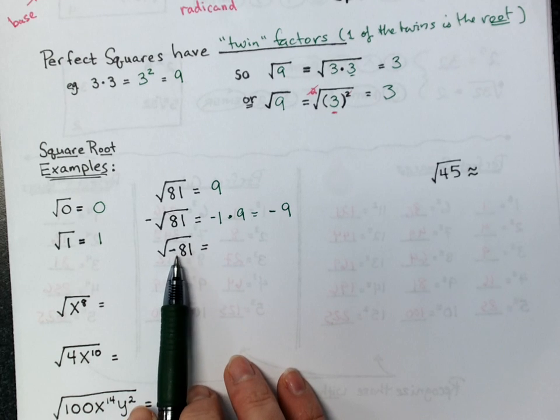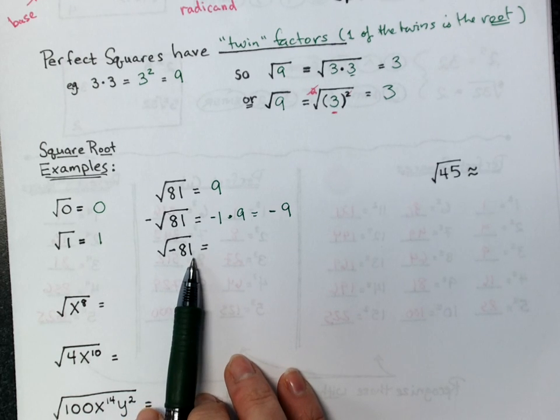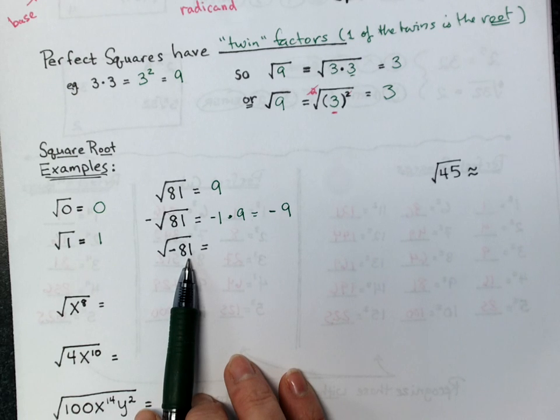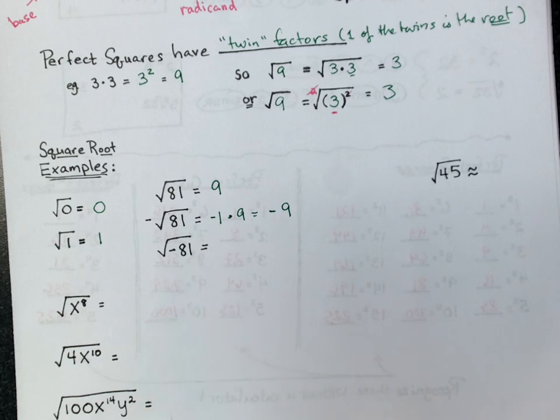What twins will make negative 81? 9 times 9 is 81, positive. Positive times negative makes negative 81. The only way to get negative 81 with twins is negative times positive, right? Negative 9 times positive 9. Are those twins? No, I mean they're both 9, but one's positive, one's negative.